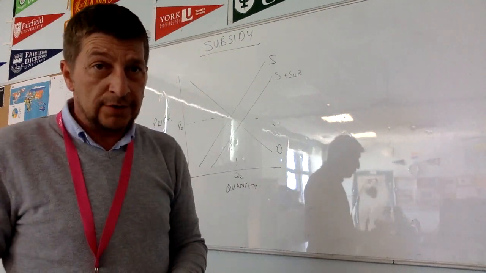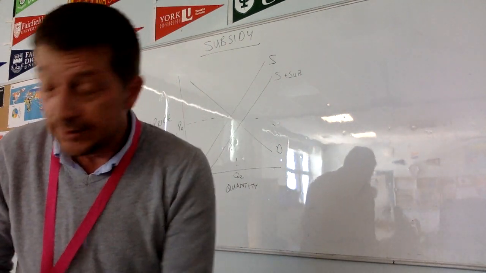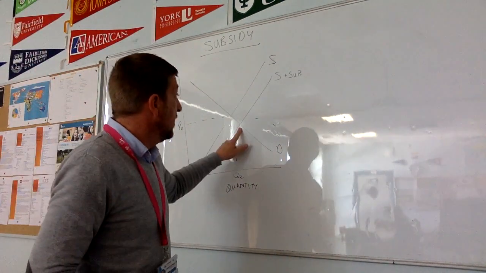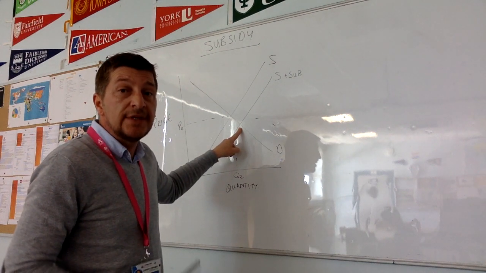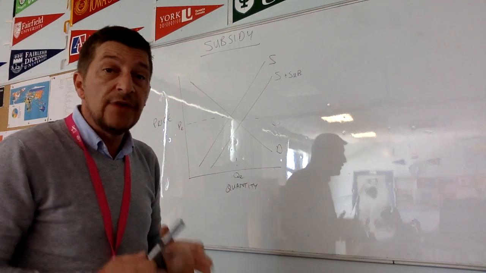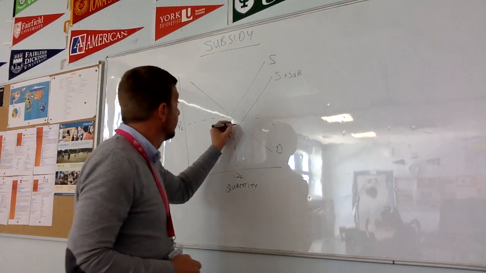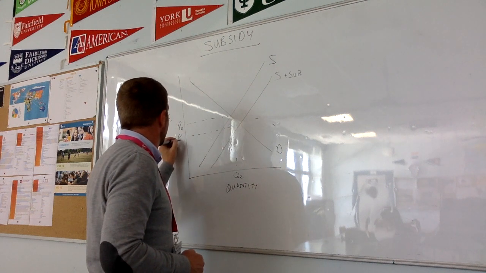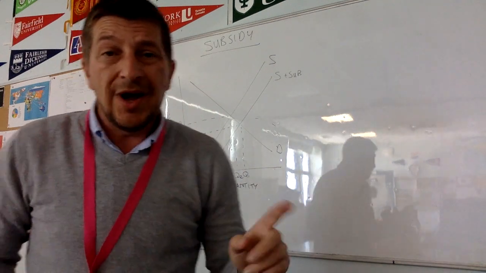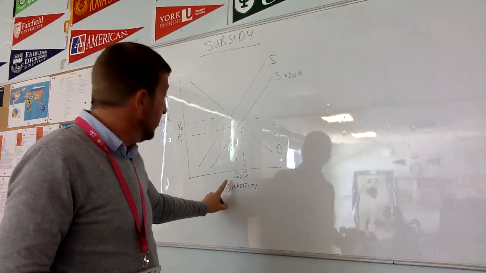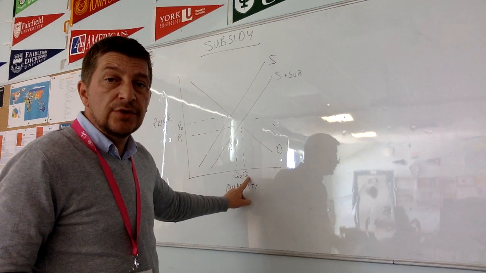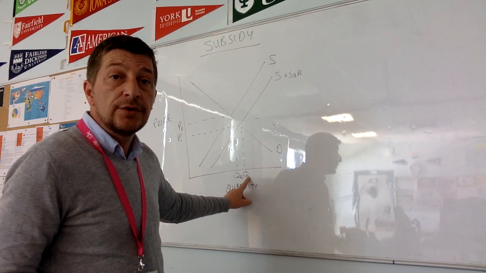So what does that do? The first thing it does is it creates a new equilibrium. The new equilibrium is here, okay, where those two lines now cross. So let's draw in the new equilibrium price and the new equilibrium quantity. So we can see what actually happens to the level of production in that industry. It increases. Okay, so producers will now produce more quantity of that good.